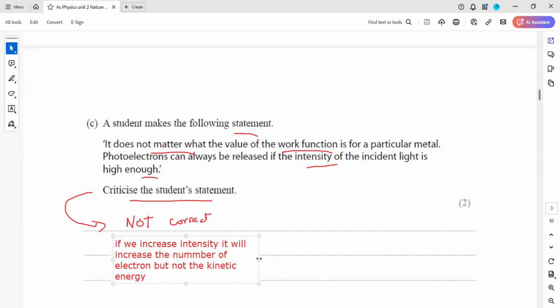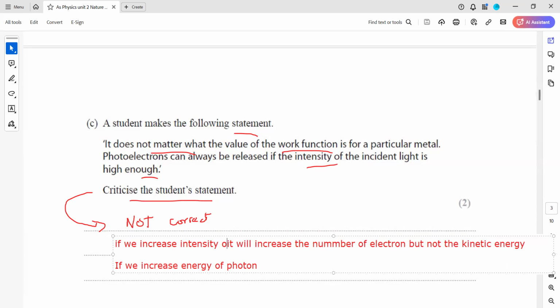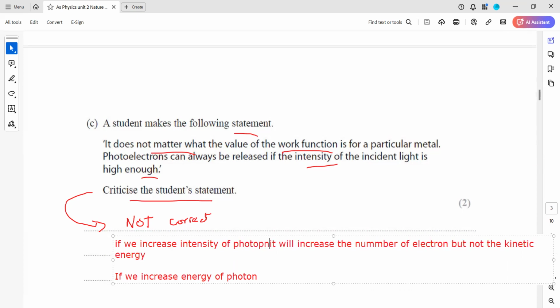And if we increase the energy of the photons, what will happen? It will increase the kinetic energy. But the number of electrons remains the same.